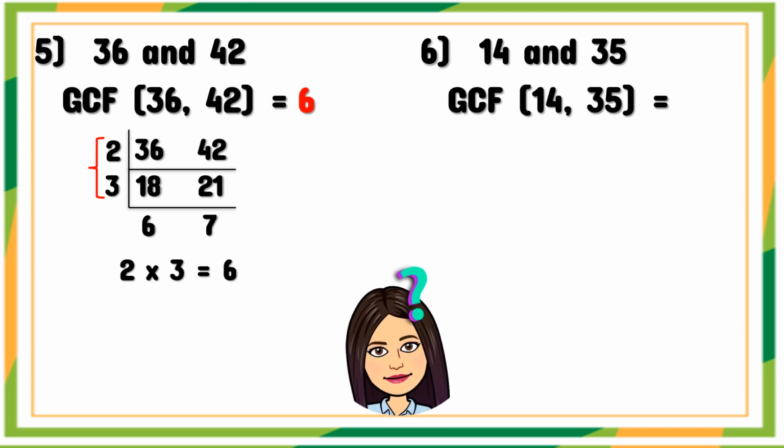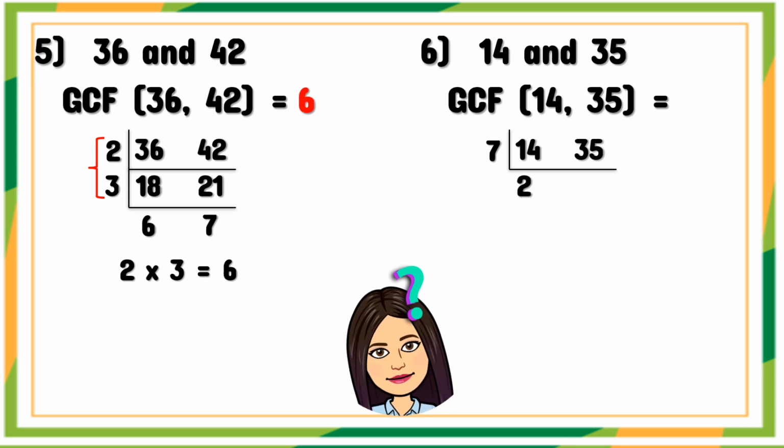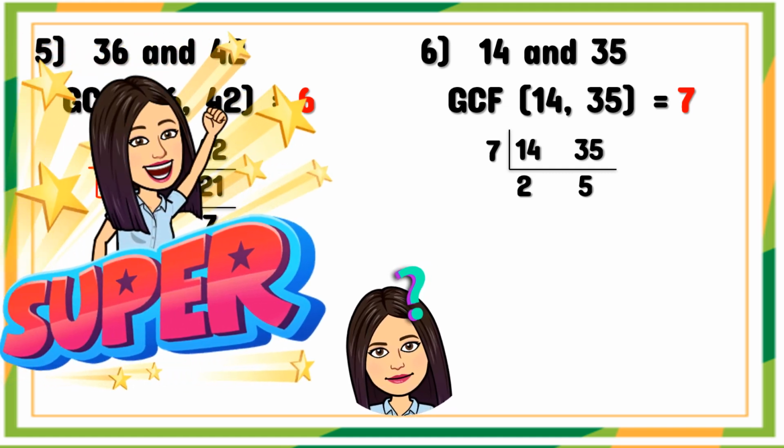Let's now proceed to number 6. Find the GCF of 14 and 35. 14 and 35 are divisible by 7, so we're going to divide them by the prime number 7. 14 divided by 7 is 2. 35 divided by 7 is 5. This time, 2 and 5 are both prime numbers. So it means the GCF of 14 and 35 is 7.